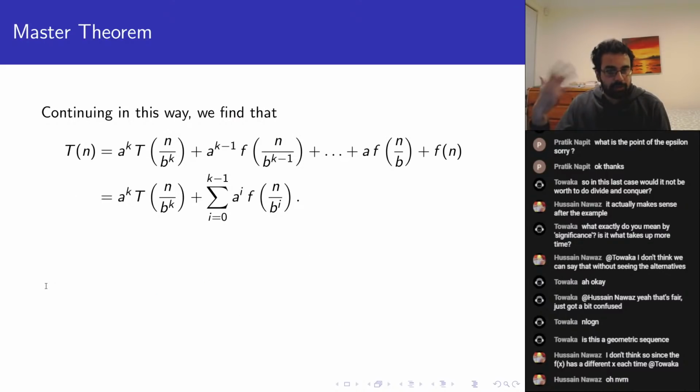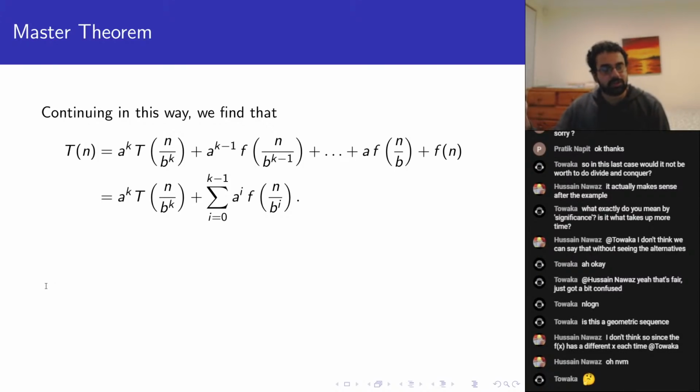So if we continue to break down this way, replacing those great-grandchildren with great-great-grandchildren and so on, we'll end up with Tn equals, after we go down k many levels, a to the k subproblems of that size, and then for each level working up, we'll have the amount of work to recombine at that level, which I can condense using sigma notation like so.